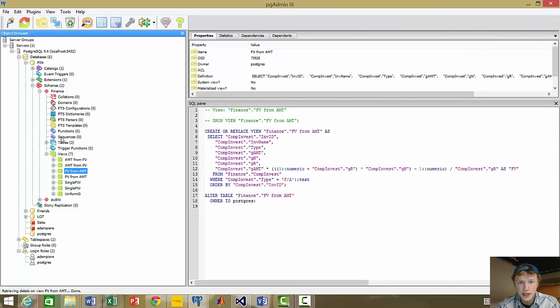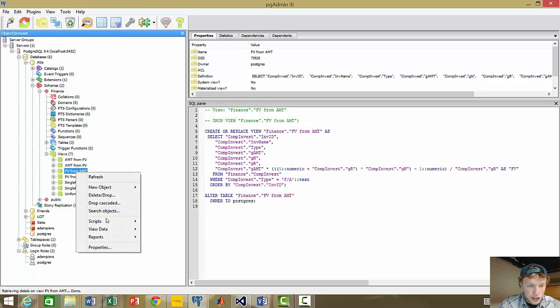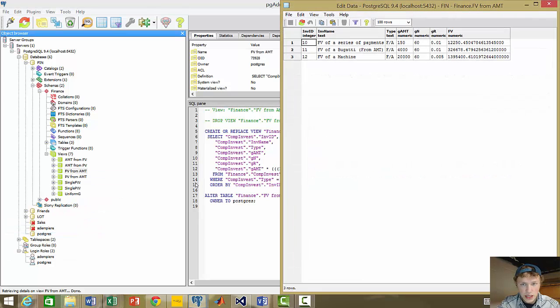Future value from AMT, it's very similar to present value. It's just instead of doing the future value, they add in like the equation we did for single. That just kind of switches the two to figure out what present value is. You see the equation there. View data, top 100 rows. In this equation, I put in the same exact 3 that we just saw for the present value. Excuse me, the last one was present value, not future.